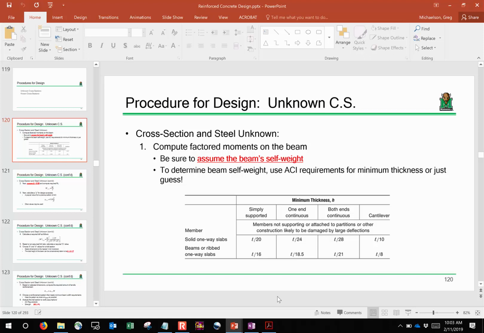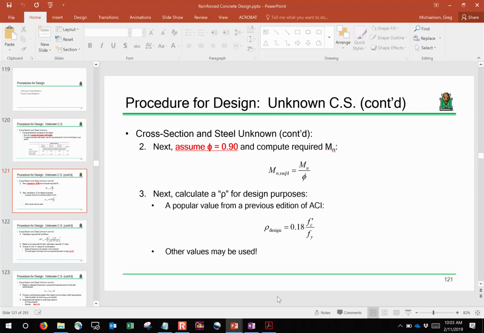Once we get the factored moments on the beam, we'll determine the required nominal moment capacity. Remember, we're also going to have to make another assumption for that. We're going to have to assume our resistance factor is 0.9. Again, remember, that's desirable. We want our resistance factor to be 0.9, but we don't know if that's going to be the case because it's going to be dependent upon the strain in the steel.